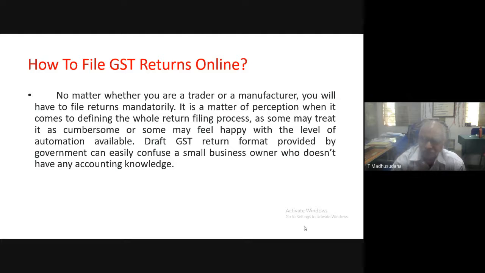So in this way, traders and manufacturers have to submit various GST returns based on their schemes. These are the various forms to be filled by the taxpayers under GST. Thank you very much for attending the classes.